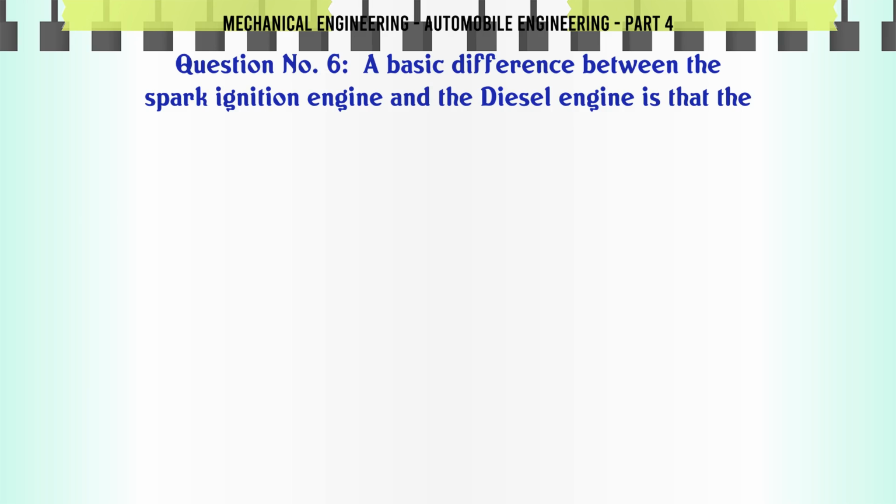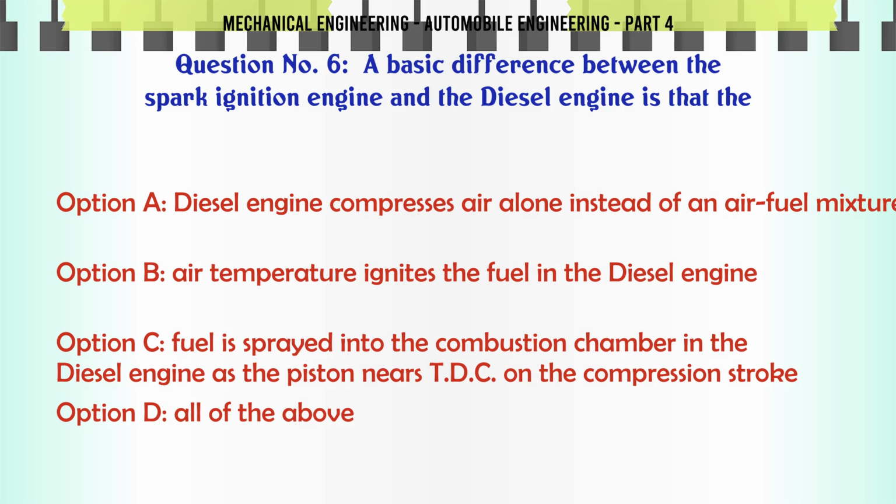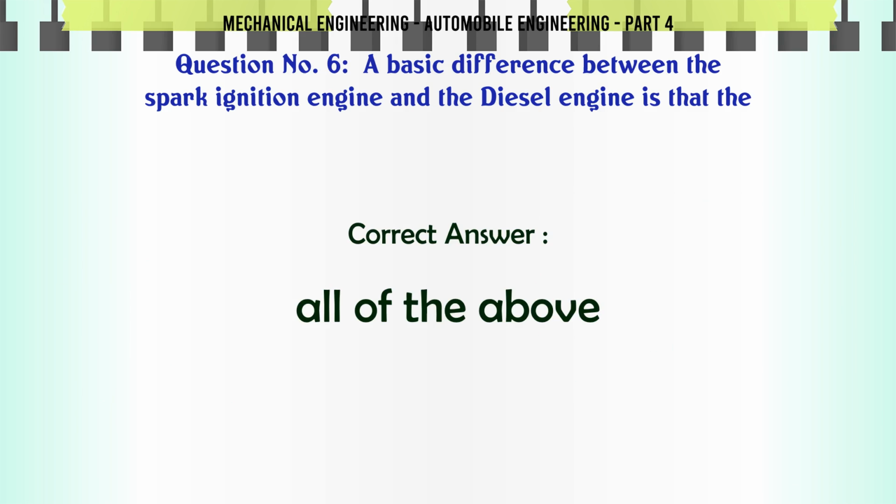A basic difference between the spark ignition engine and the diesel engine is that the A. diesel engine compresses air alone instead of an air-fuel mixture. B. air temperature ignites the fuel in the diesel engine. C. fuel is sprayed into the combustion chamber in the diesel engine as the piston nears TDC on the compression stroke. D. all of the above. The correct answer is all of the above.